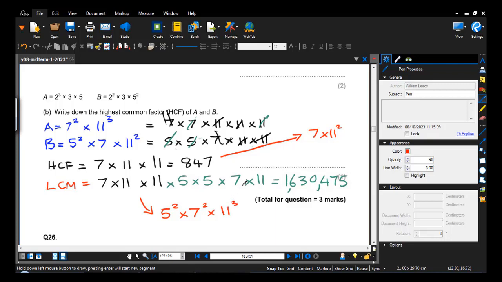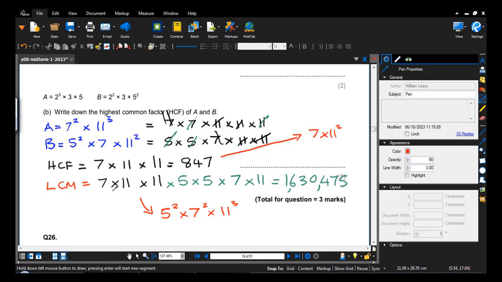Now, if you're very smart, you'll notice something. For the HCF, it's 7 times 11 squared. What numbers are common between these two lines? It's 7 and 11, right? What's the lowest power of 7? Is it 7 squared or just 7? Just 7. What's the lowest power of 11 here? It's going to be 11 squared. Oh, that's how you get your HCF. It's the lowest power of the common factors.